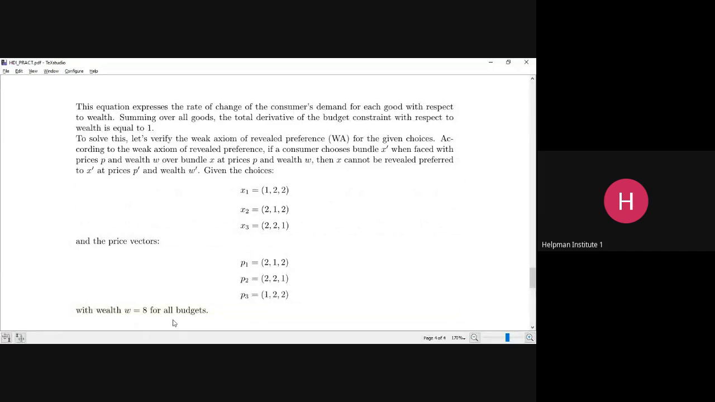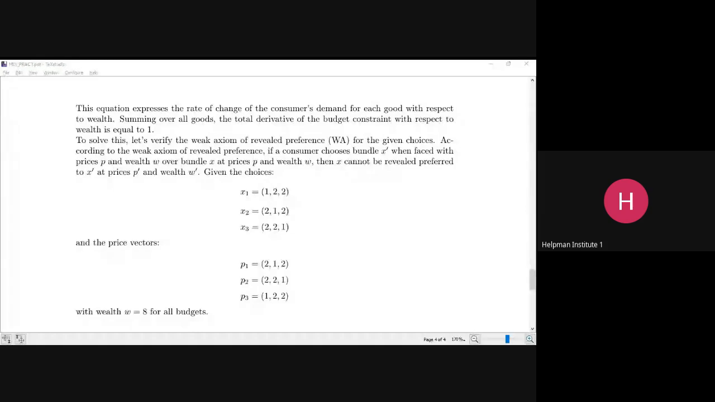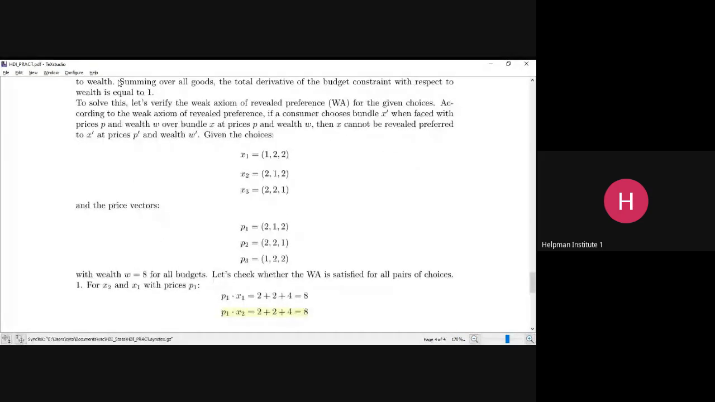All right. So now all we just need to do is to play with the Walras law. Remember the Walras law. We need to check for each of them. The Walras law says that P dot X is equal to W. Remember, the Walras law says P dot X is equal to W, right?